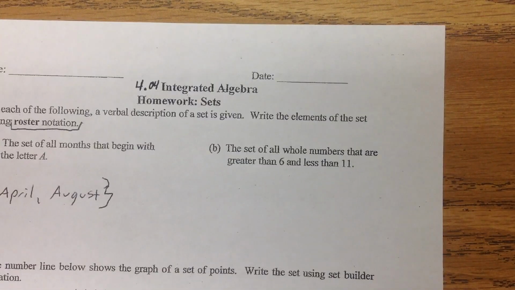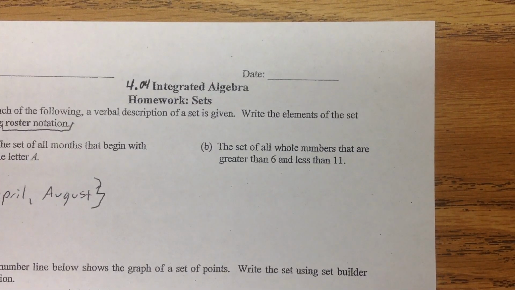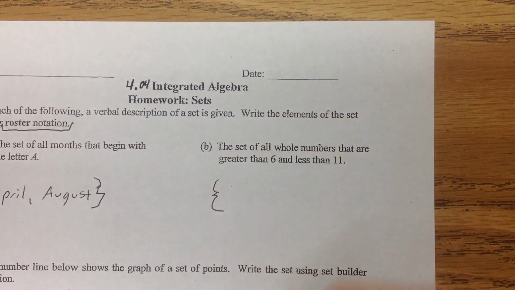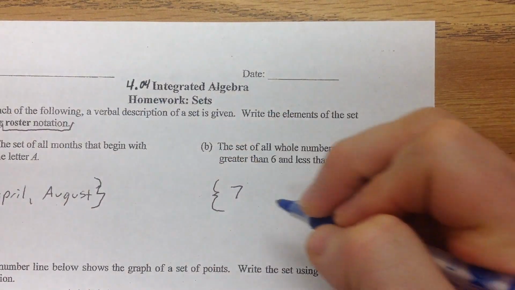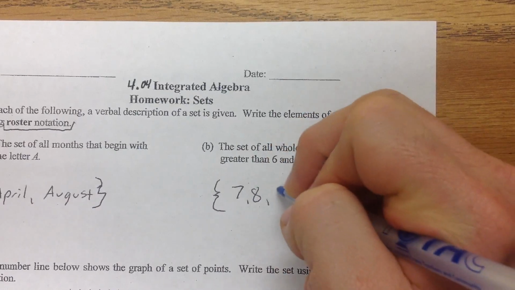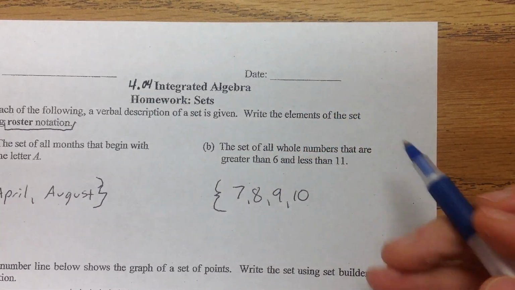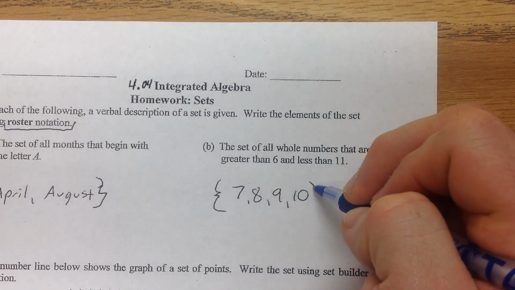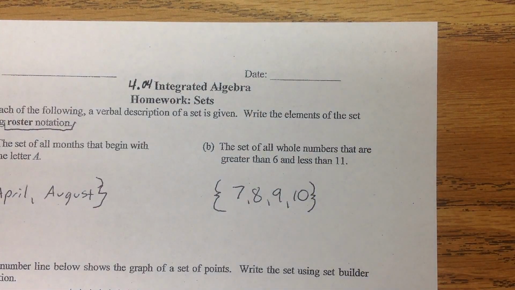Okay? B says the set of all whole numbers. If we remember from the beginning of the year, whole numbers cannot have decimals, and they cannot be negative. So the set of all whole numbers that are greater than 6, notice that it says greater than 6 and not greater than or equal to 6, and less than 11. So the first whole number that's greater than 6 is 7. Then we also have 8, then 9, then 10. We're not going to list 11 because it says less than 11, not less than or equal to. So that's the end of our list, and then we close our braces here.